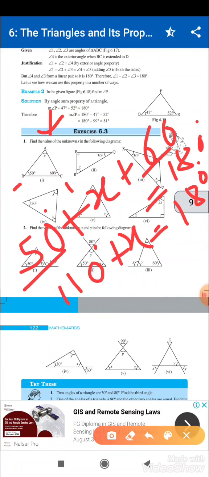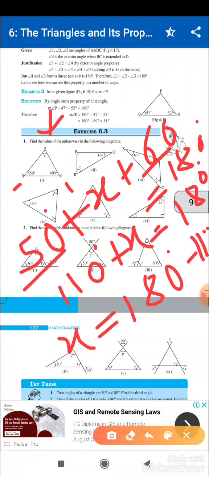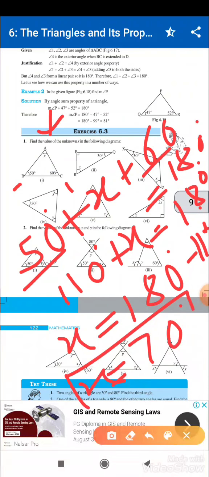To find the value of x, we have to remove 110 degree from the left side, and for this we shift 110 degree to the right side. Here we have x is equal to 180 degree minus 110, and we have 70 degree. It is the value of the unknown x.